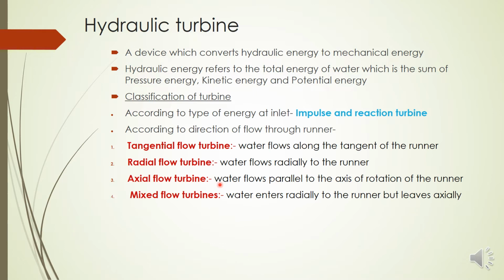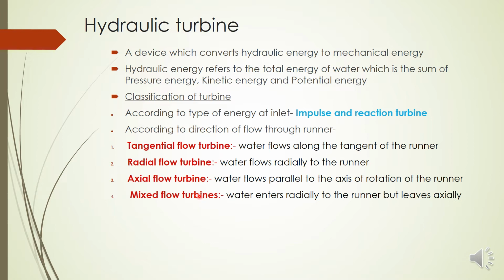And finally we have mixed flow turbine. So what do you mean by mixed flow turbine? If the water enters radial to the runner but leaves axially, we call it as mixed flow. That means two types of flow are available according to direction. It enters radially, but it does not leave radially, it leaves axially. So that is meant by mixed flow. Today's Francis turbine is a mixed flow turbine. So these are the four classifications according to the direction of flow.